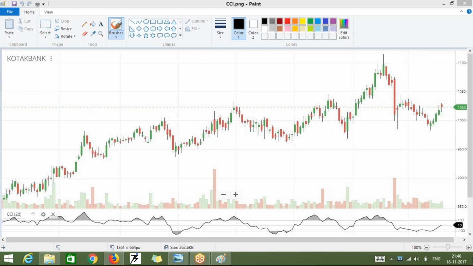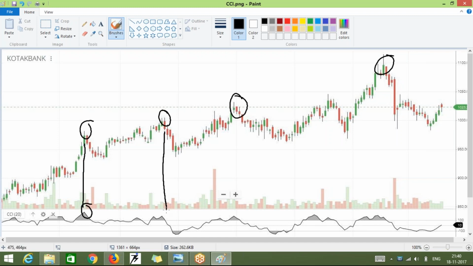Again, it's the same. Above 100 is the overbought region, and below minus 100 is the oversold region. You can clearly see at this point, this point, this point, and this point, matching to this level, CCI is also showing overbought. Here also it's showing overbought, here also, and even here. So CCI is working in this case.